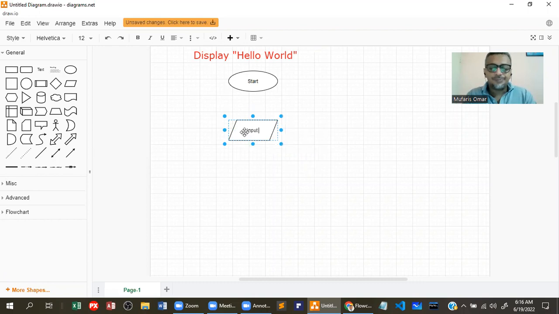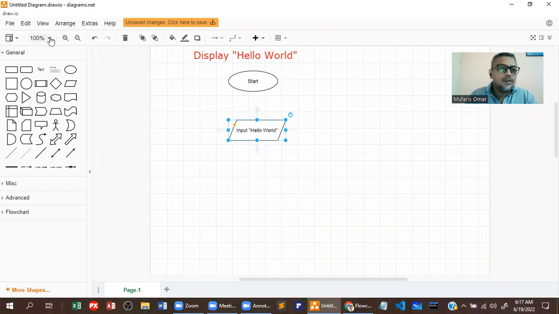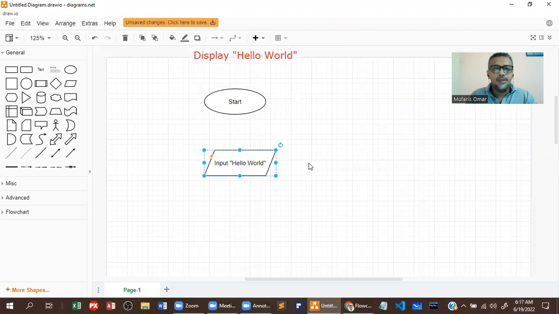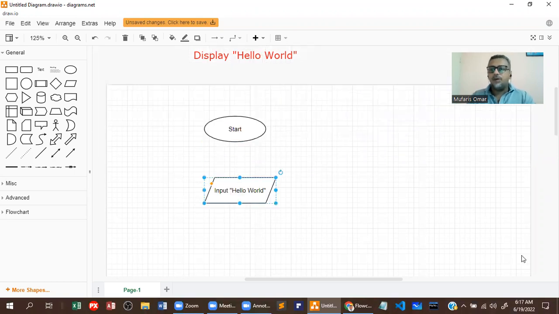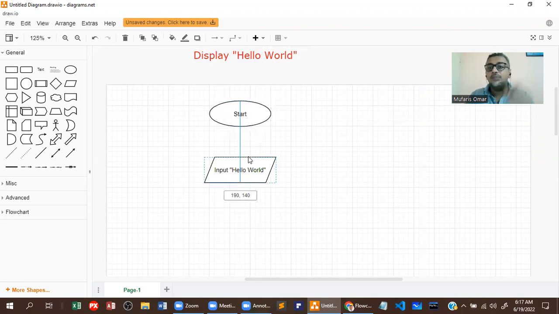Don't worry about the details; we'll see that later. I just want to introduce this symbol. So let's say, input hello world. Let me make it a little bigger. Maybe 125. Okay, better. Now look at this one. We start the flowchart, and we have entered the input, the words. What would be the next step? You have entered the word, then what is the next step? We want to display it.